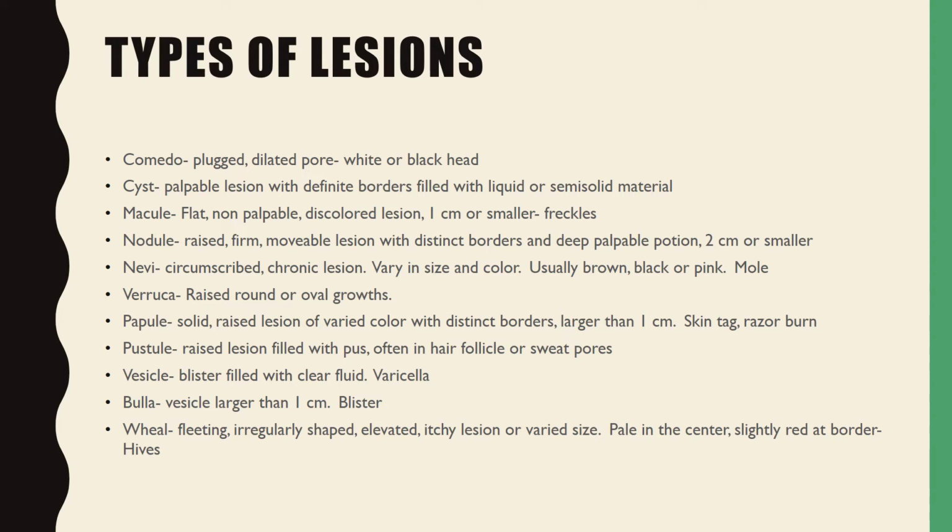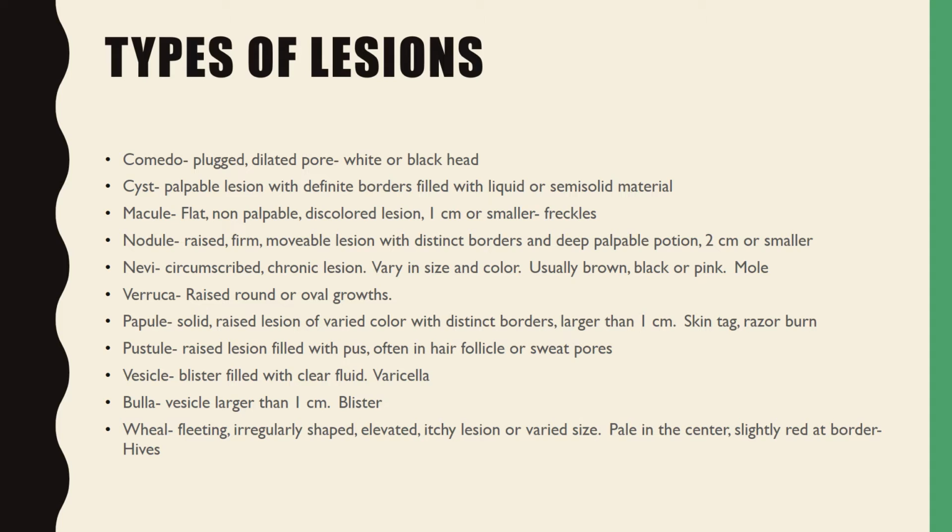So there are a lot of different types of lesions and they're described differently. So I want to run through those quickly with you. And this is just kind of a list that you really just have to memorize. You'll see this on boards and you'll need to use this terminology when you chart. So the comedo is a plugged, dilated pore. This is typically a white or black head. A cyst is a palpable lesion with definite borders filled with liquid or semi-solid material. Macule is a freckle, so it's a flat, non-palpable, discolored lesion 1 centimeter or smaller.